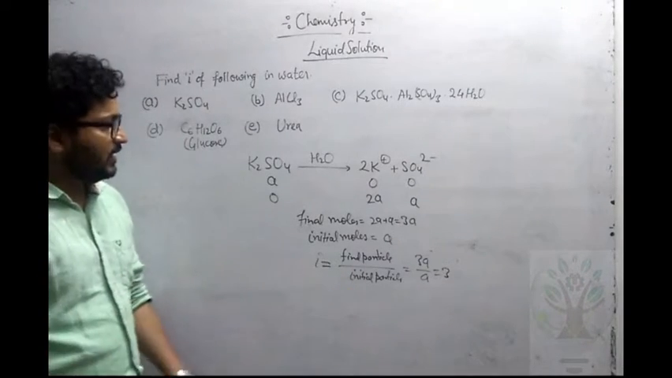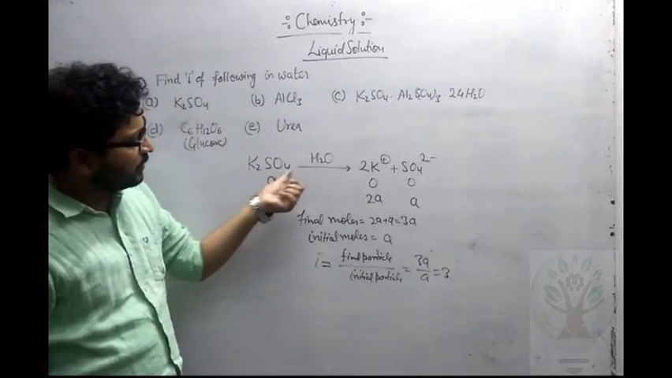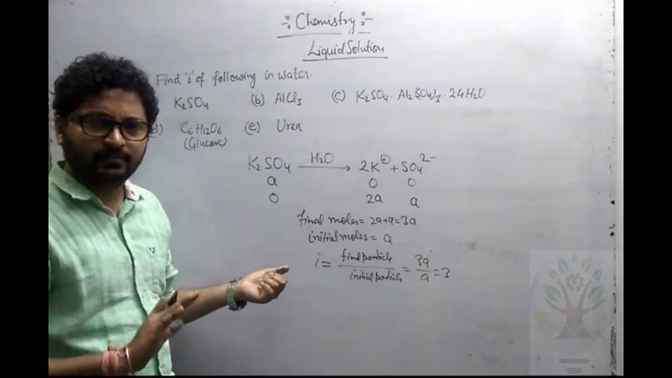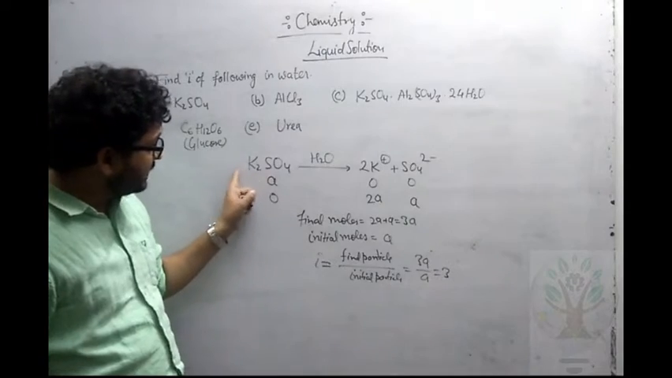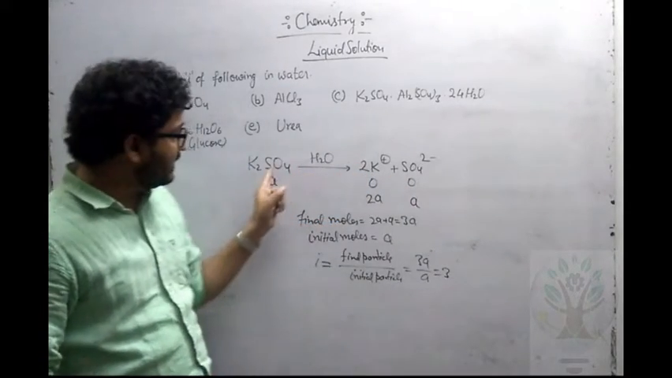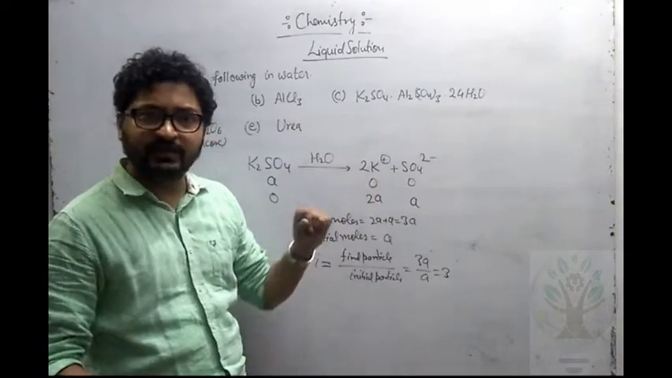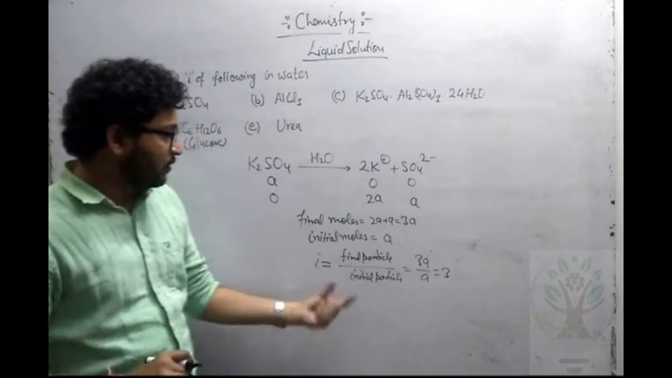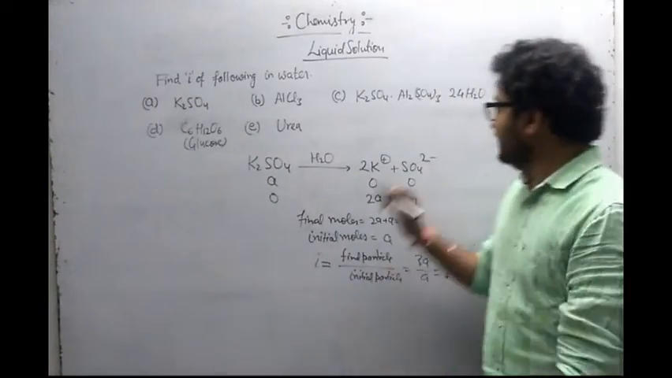Good. For a strong electrolyte, you can think in this manner: whatever number of particles we are getting from 1 mole, that is i. Repeat? For any strong electrolyte, the number of particles you get from one particle, like here one K2SO4, how many particles is it giving us? It is giving 2K+ and one sulfate. Total 3 particles. That is your i. Okay? So i equals 3 here.